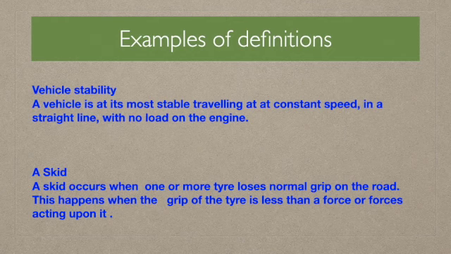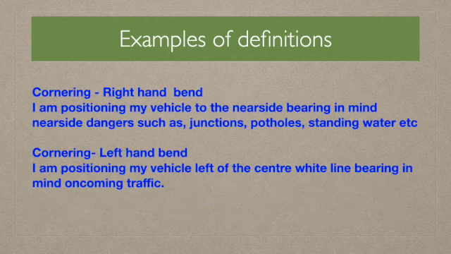Vehicle stability. A vehicle is at its most stable, travelling at a constant speed in a straight line with no load in the engine. A skid. A skid occurs when one or more of the tyres loses normal grip on the road. This happens when the grip of the tyre is less than a force or forces acting on it.